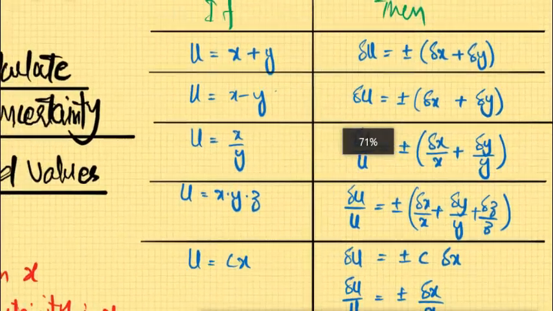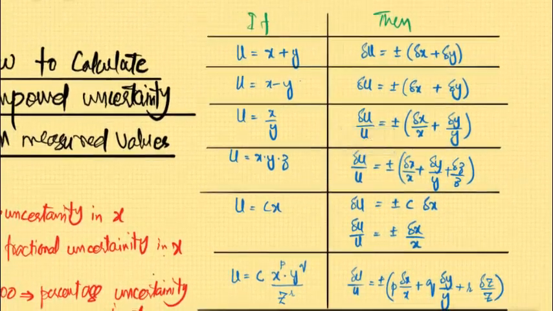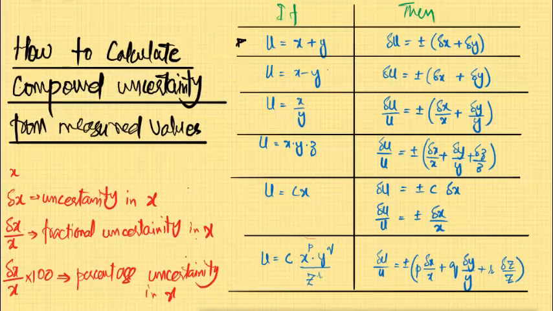Now these are a total of 6 equations, and obviously before you remember them, before you learn them, you should be able to read them. This formula will be read as: if U equals X plus Y, then uncertainty in U equals plus minus uncertainty in X plus uncertainty in Y. Similarly, if I read this expression: if U equals X minus Y, then uncertainty in U equals plus minus uncertainty in X plus uncertainty in Y.